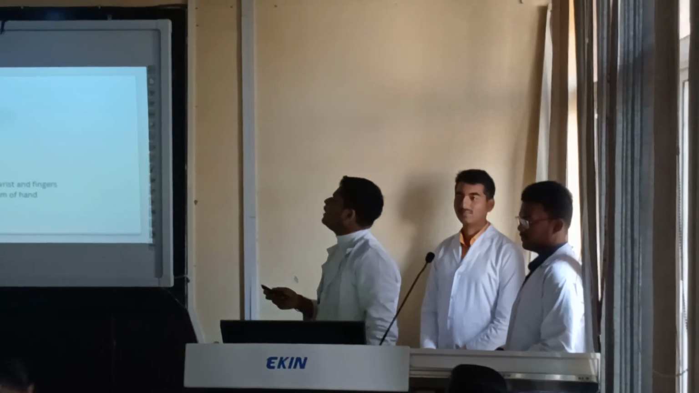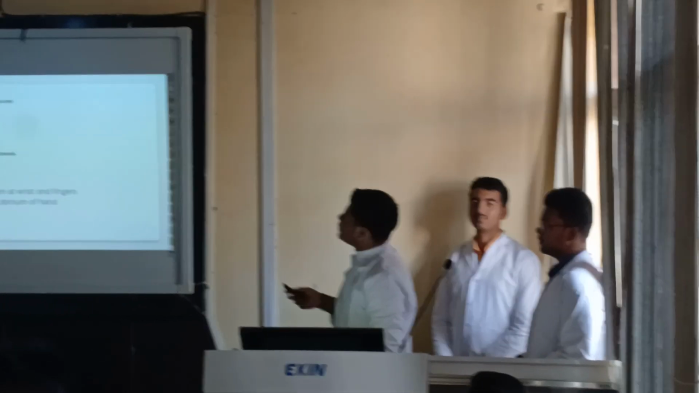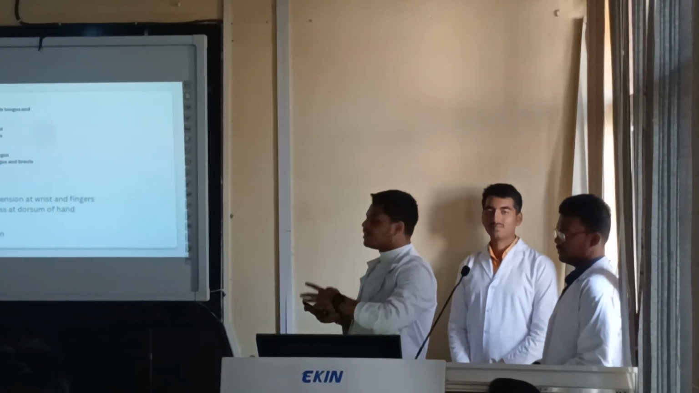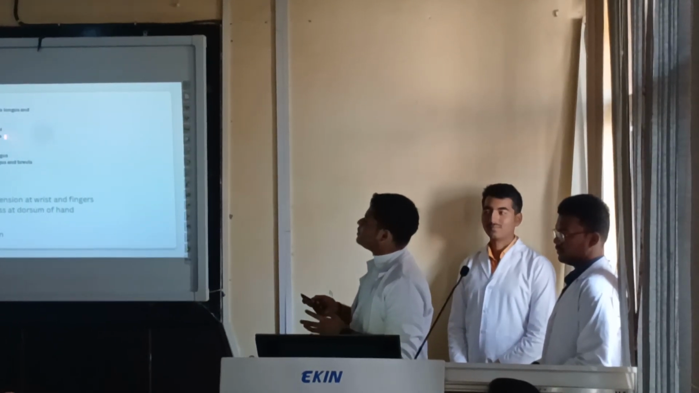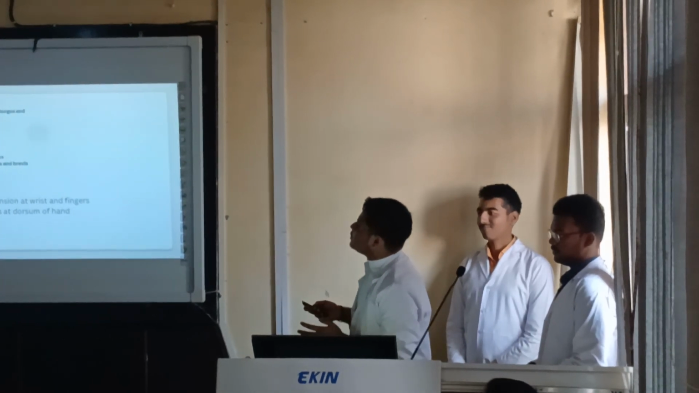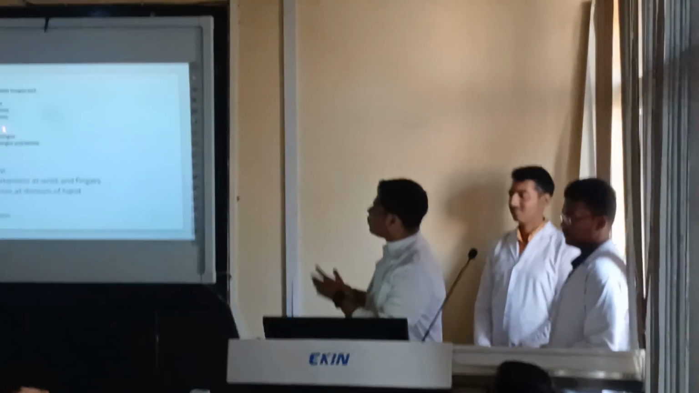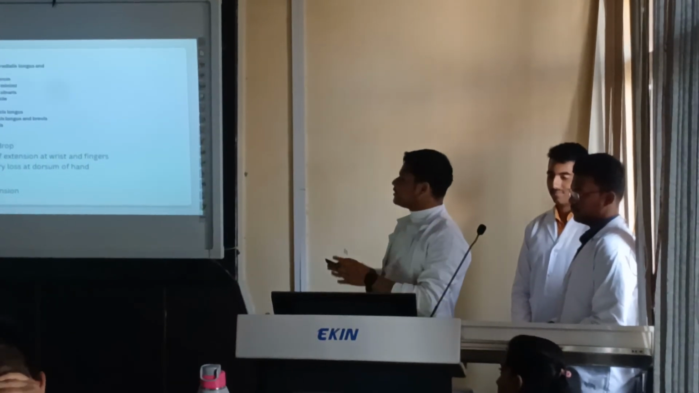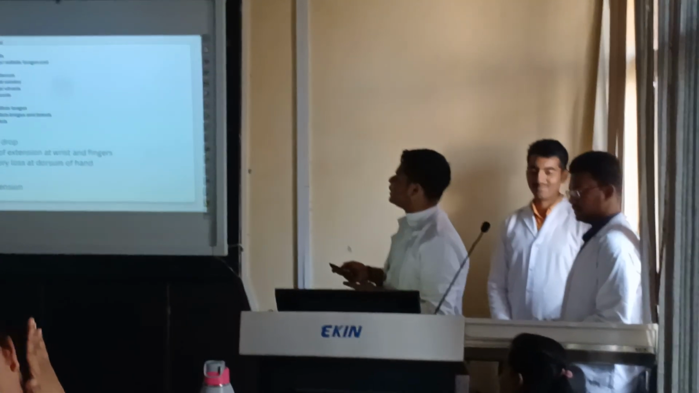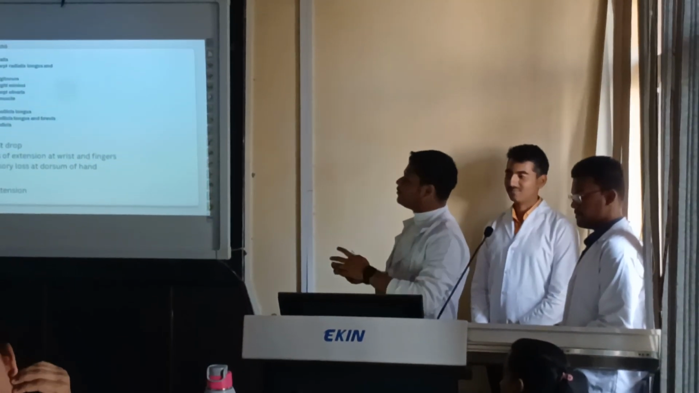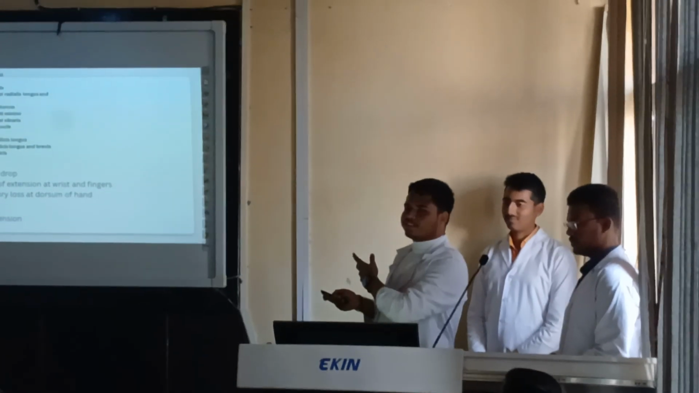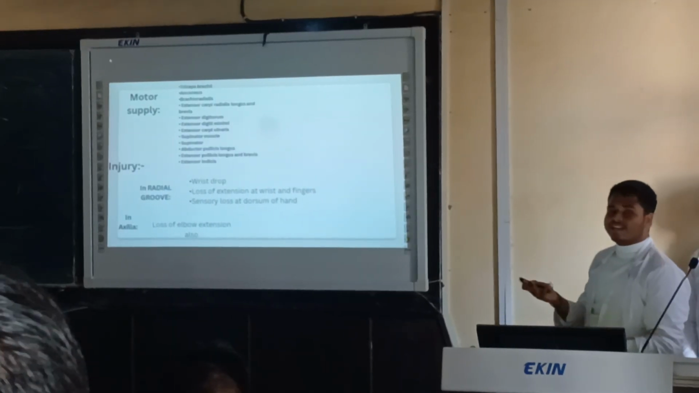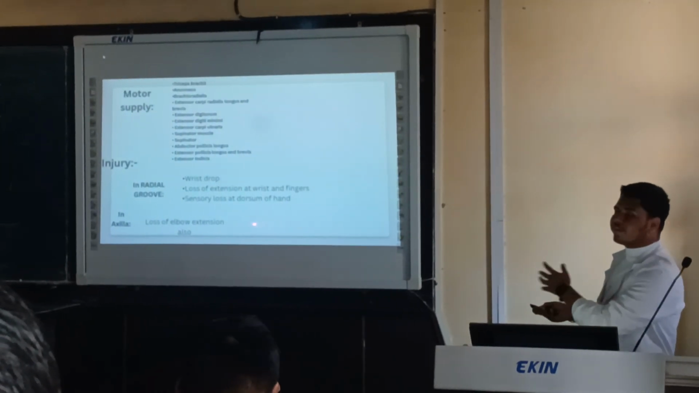Now its motor supply. It supplies all the posterior muscles like triceps brachii, brachioradialis, extensor carpi radialis longus and brevis, extensor digitorum, extensor digiti minimi, extensor carpi ulnaris, supinator, abductor pollicis longus, extensor pollicis longus and brevis, and extensor indicis. For its clinical correlation: if it is injured in the radial groove, we will have loss of extension at the wrist and fingers and sensory loss at the dorsum of the hand. But if the injury is in the axilla, then we also have a loss of elbow extension.